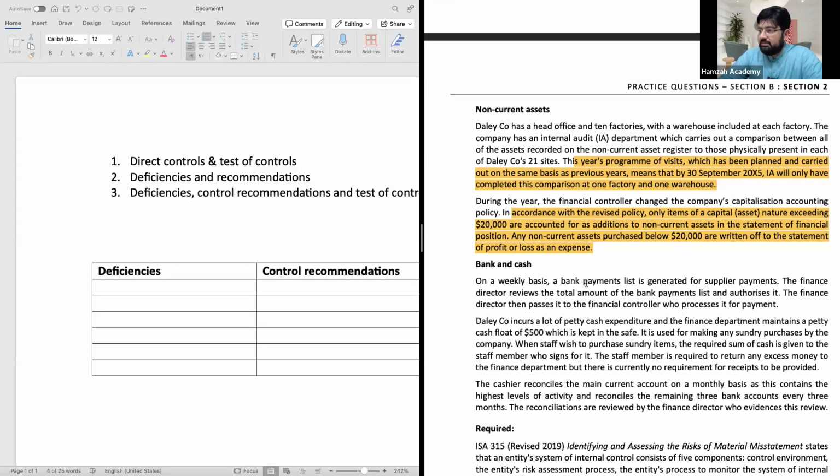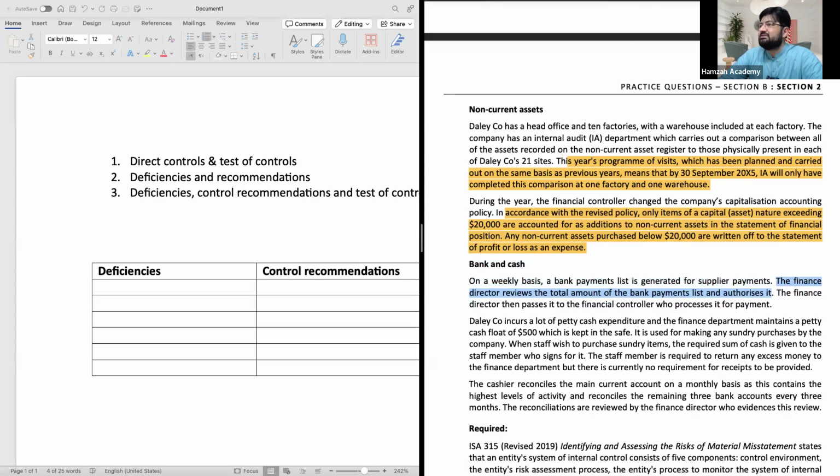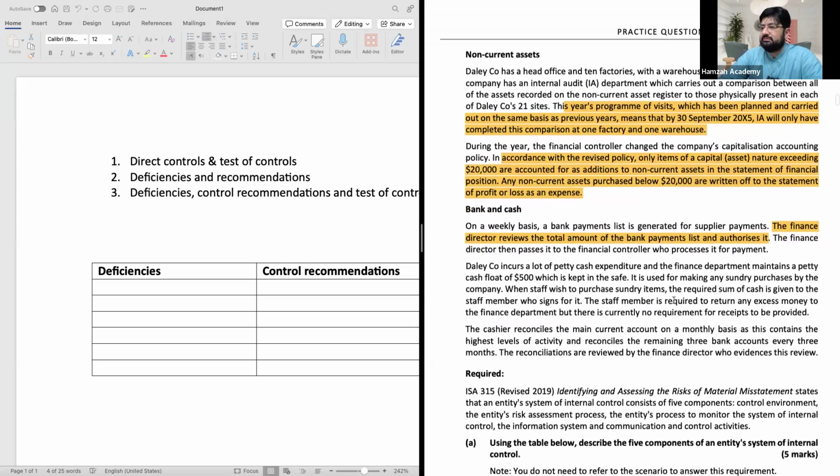On a weekly basis, the payment list is generated for the suppliers' payments. The finance director reviews the total amount of the bank payment list and authorizes it. The finance director then passes it to the financial controller. He just checks the total. He's not reviewing any details of what is being paid.